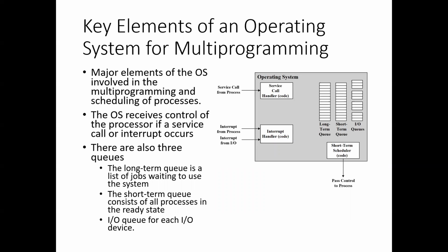Some key elements of operating systems for multi-programming. The major elements of the OS involved in multi-programming and scheduling of processes. The OS receives control of the process if a service call or interrupt occurs. There are also 3 queues: the long-term, short-term, and IO queues. And you can see the interrupt handler and the service call handler code.